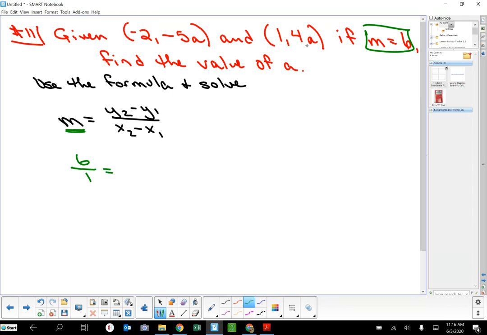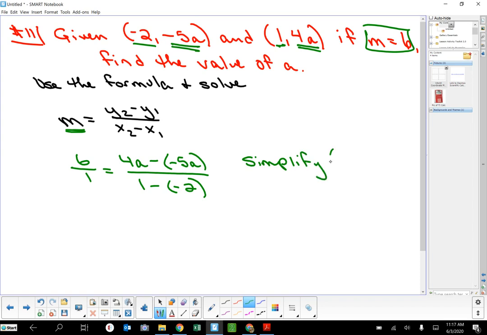And then I'm going to fill these in. Y sub 2 minus y sub 1 over x sub 2 minus x sub 1. Okay, so now let's go ahead and simplify if possible. So combine like terms. That's the first thing you want to do here. I'm going to keep the 6 over 1. 4a minus a negative, so that's really adding, is 9a. And then we're adding on the bottom also, so 1 plus 2 is 3.